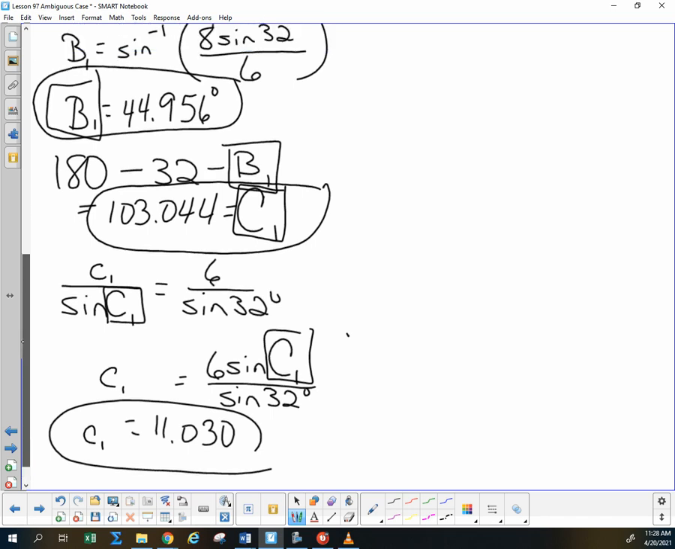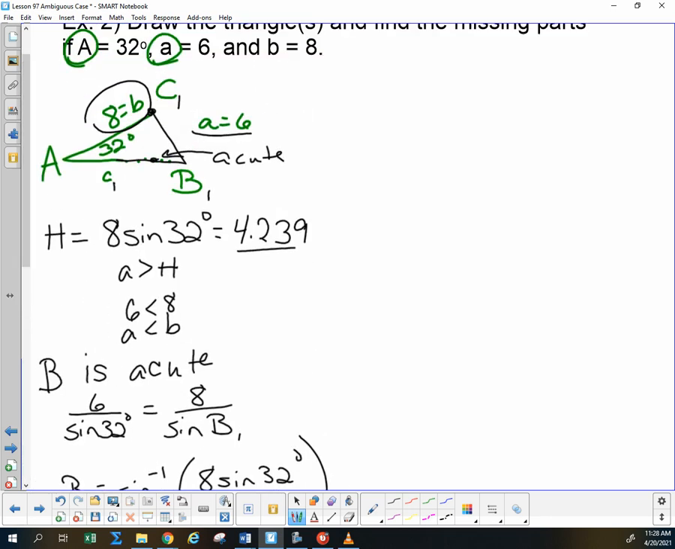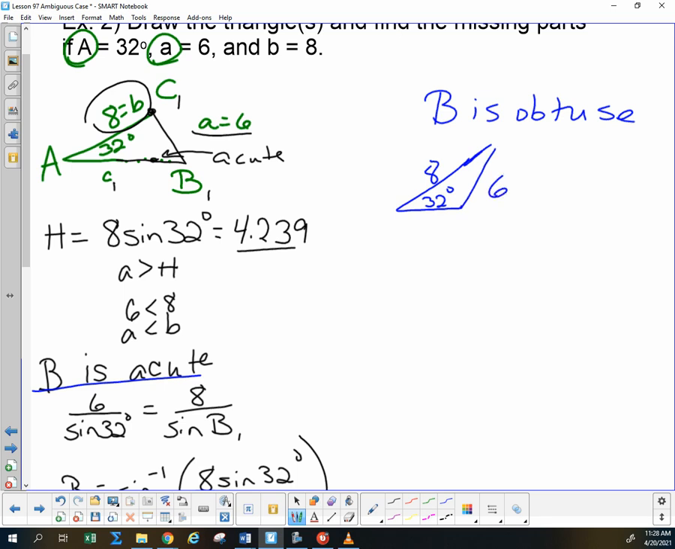Now I need to slant that line that's 6 long the other way. So this is going to be my case 2 now. I did where B was acute. Now I'm going to do where B is obtuse. And I'm going to have to draw a new picture for this because it's going to change. I'm going to keep my 32 and my 8. And then instead of this 6 angling out to the right, I need to angle it into the left. But that side is still going to be 6 long.